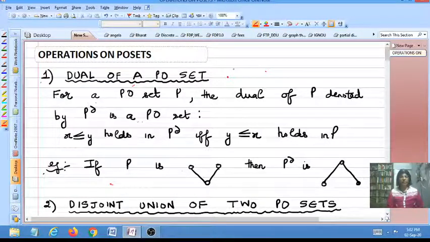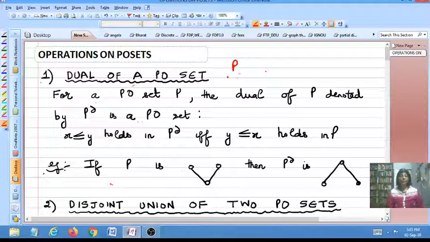Now given a PO set P, the first thing you have to remember about the dual of a PO set is that finding the dual is a unary operation. Unary operation means that you require only one PO set for that. This operation doesn't require two PO sets, but generally the other operations we'll be talking of will be binary operations, which means that they will act on two PO sets at a time. So coming back to how to find the dual of a PO set.